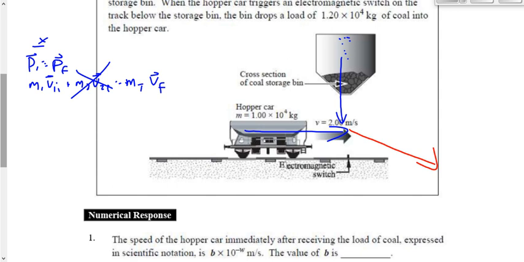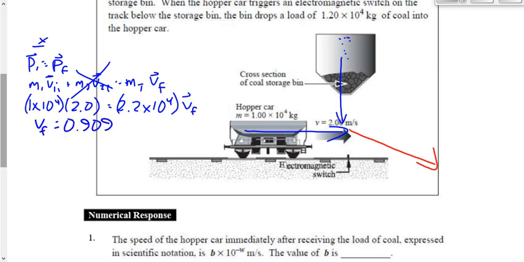M1, that's the hopper car. It's 1 times 10 to the 4 times V1I, which is 2.0 meters per second, equals the total mass. When we add the hopper car and the coal together, it's 2.2 times 10 to the 4 times VF. We solve for VF here. It works out to be 0.909 meters per second. How many people got that for the x component? Okay, how many people got that for the final answer?